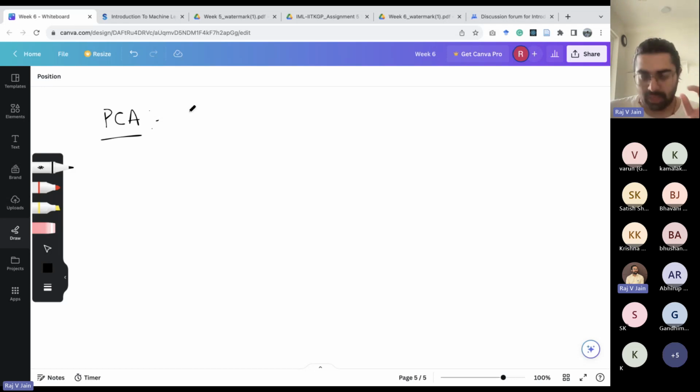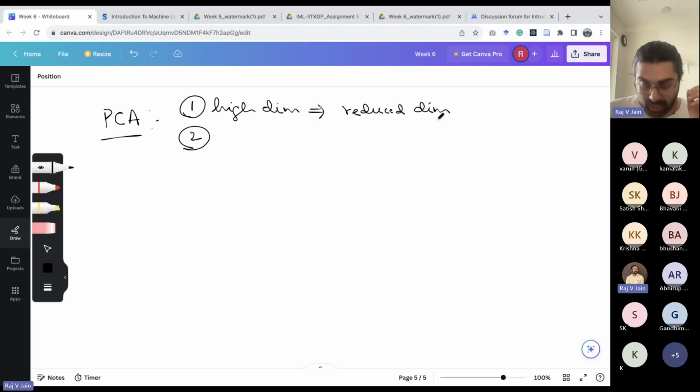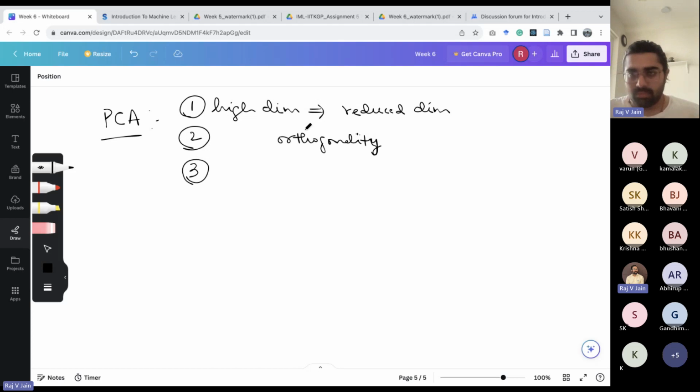So in principal component analysis, we are trying to solve 2 problems. One is that we have high dimensional data, and there are some machine learning algorithms which don't work well in this high dimensional regime. So the idea is I want to reduce the dimension of the same data. The second point is that in this reduced dimension, I want orthogonality, for example, the different dimensions should not be dependent on each other. So how do I achieve this? One way is to take those dimensions which capture maximum variance of the data.